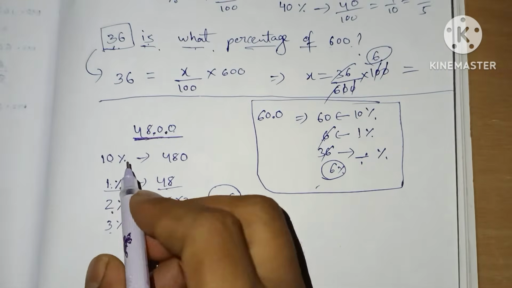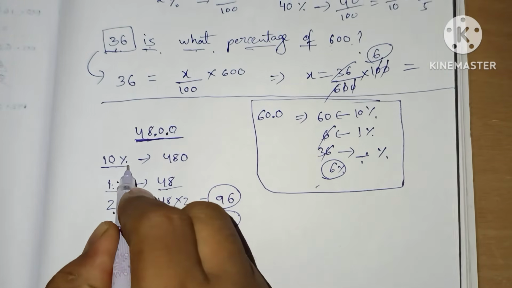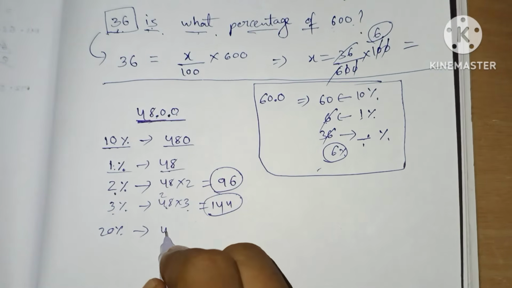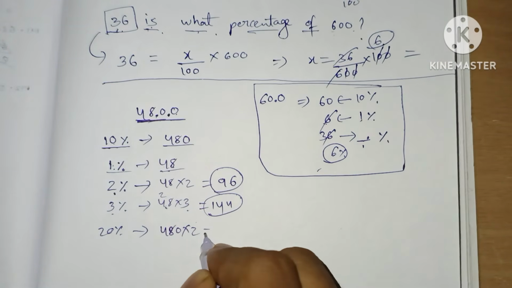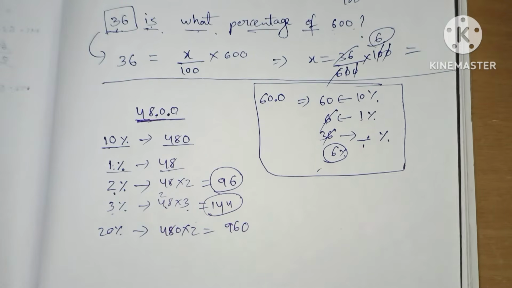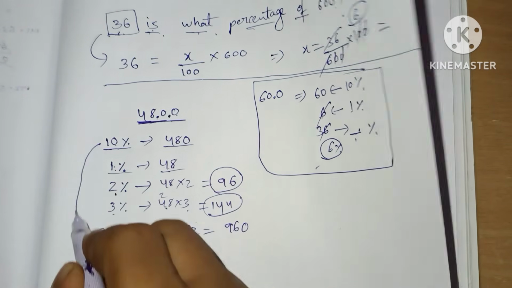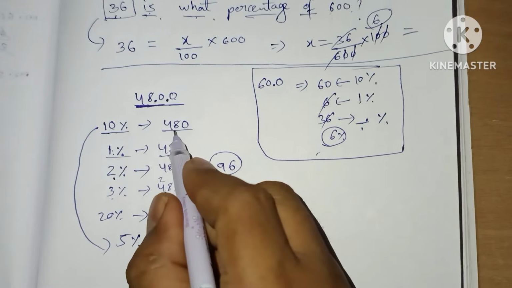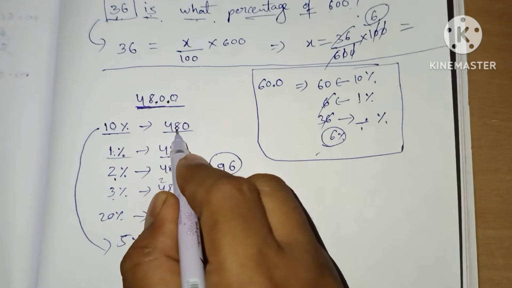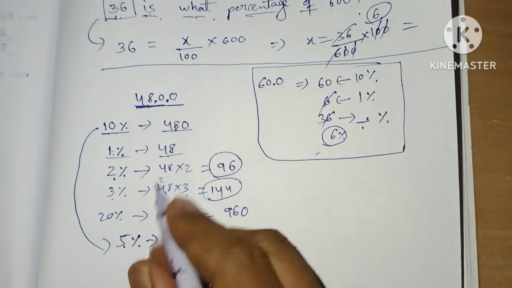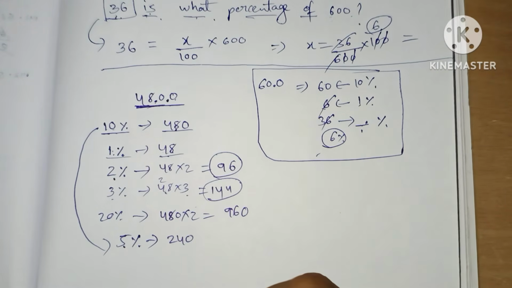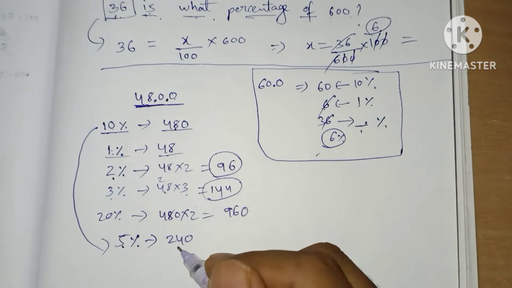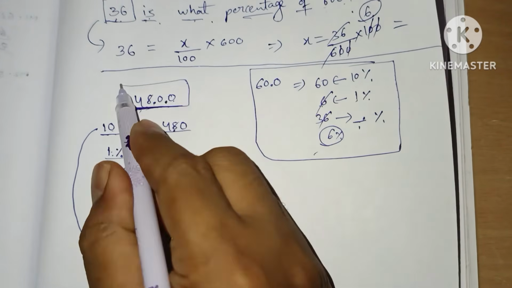We can also calculate that 10 percentage value is 480, and 20 percentage value is 480 into 2, which will be 960. And we can calculate 5 percentage value also by dividing the 10 percentage value 480 by 2. We get 5 percentage value as 240. This is how we find percentages of a given number.